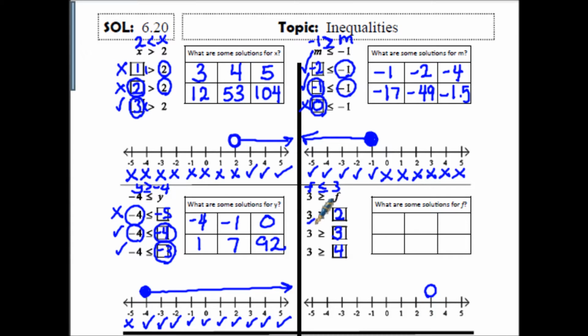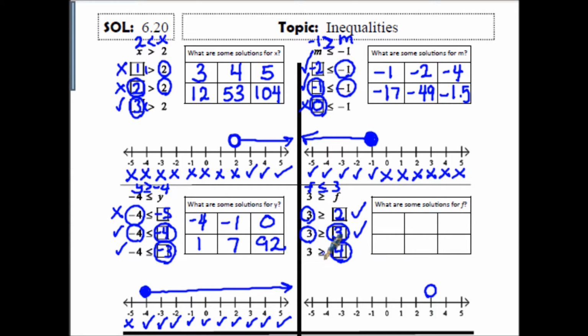So if we're looking at 3 and 2, 3 is bigger. If we're looking at 3 and 3, they are equal. And if we're looking at 3 and 4, 4 is to the right, or 4 is bigger. Now let's see if this makes sense. 3 is bigger than 2, and that is true. 3 is equal to 3, and that is true. That is a solution.